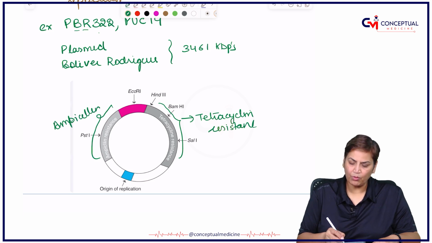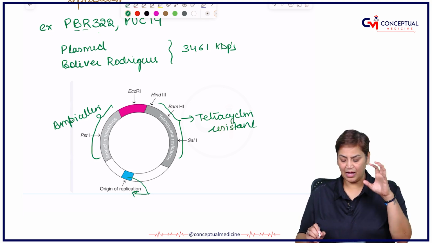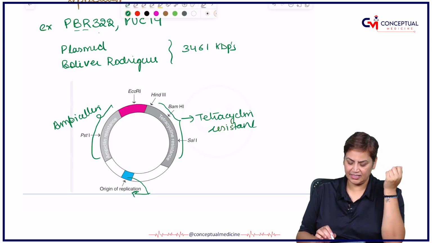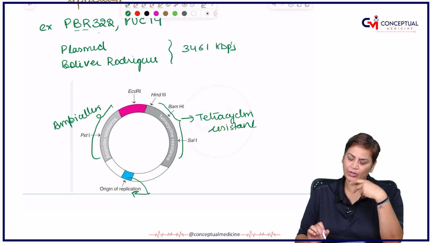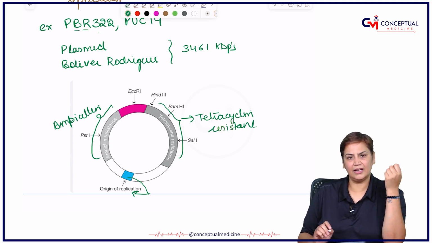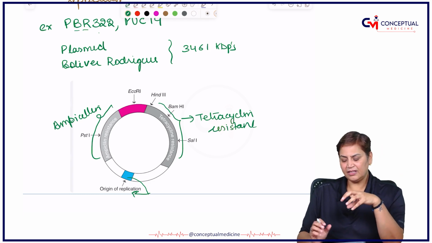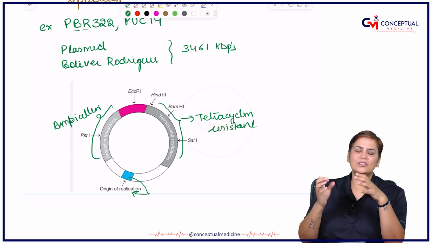And the most important point here is this becomes the origin of replication. Now by looking at the picture, these are the cleavage sites and these are the restriction enzymes. EcoR1 is going to cut here, HindIII is going to cut here, BamH1 is going to cut here depending upon the specific sites. Similarly, PstI is going to cut here. Now the question is, DNA will ligate with it.